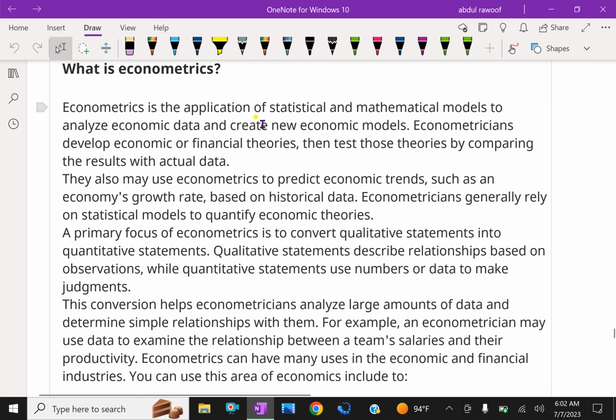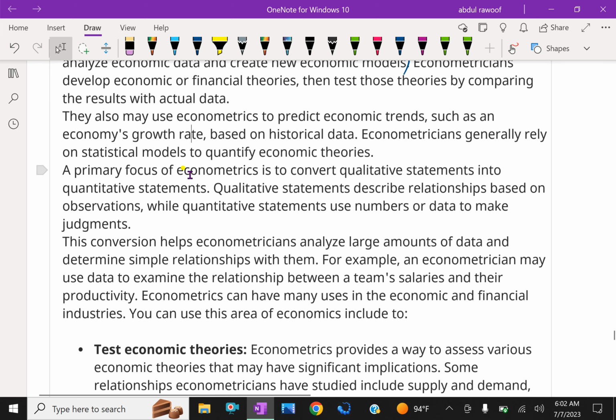What is econometrics? One more time, we define econometrics. Econometrics is the application of statistical and mathematical models to analyze economic data and create new economic models. Econometricians develop economic or financial theories, then test these theories by comparing the results with actual data. They also may use econometrics to predict economic trends, such as an economy's growth rate, based on historical data.